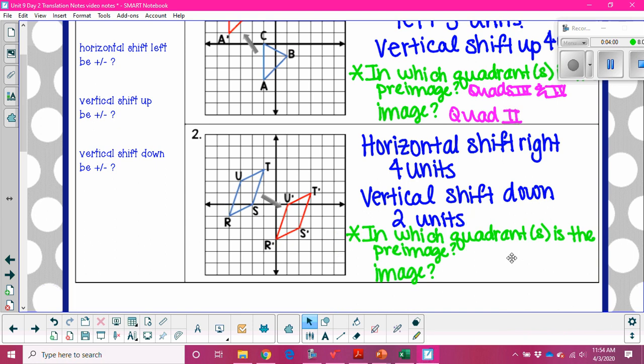Okay, so in which quadrants is the preimage? Quadrants 2 and 3. And then the image is in quadrants 1 and 4.